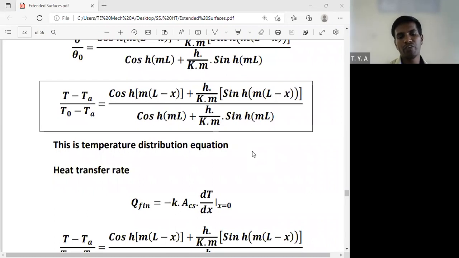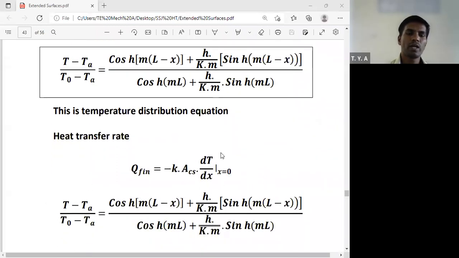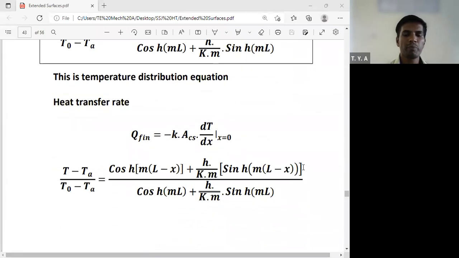Heat transfer rate Q fin is equal to minus k into cross section area dt by dx at x is equal to 0. So for finding dt by dx at x is equal to 0, this is our temperature distribution equation. By using this temperature distribution equation, we have to find out the value of dt by dx at x is equal to 0.